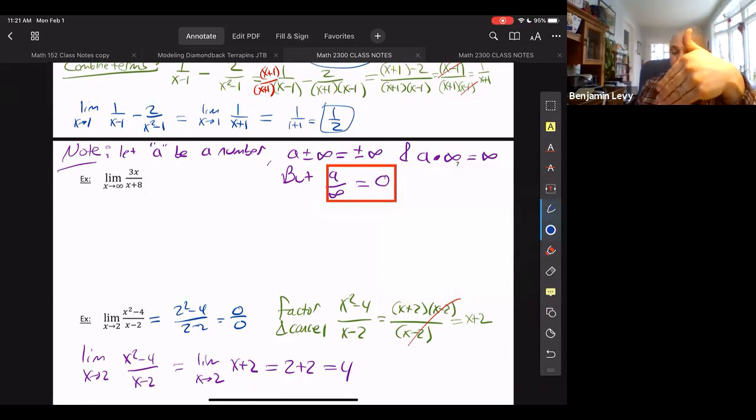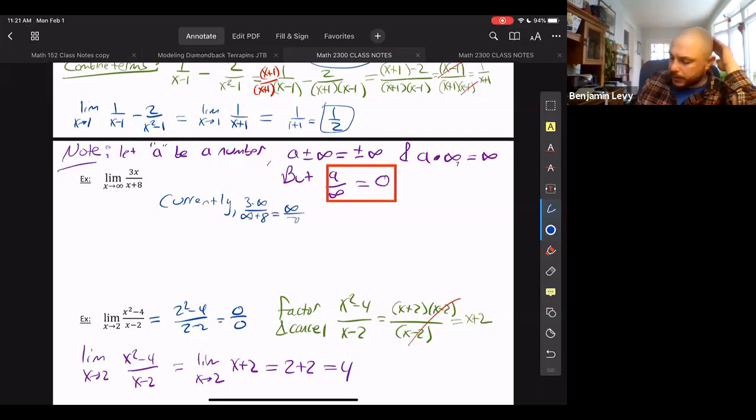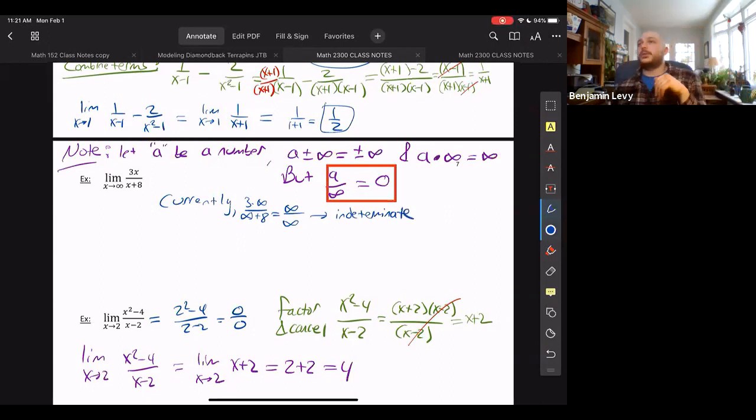In this current situation, so I'm going to write currently, if we plugged infinity into this function, and again, I'm being kind of a bad mathematician by saying plugging infinity in, it's not a real number, but again, thinking conceptually about it. If we plug infinity into this, we'd have 3 times infinity, we'd have infinity plus 8, and so that's just infinity over infinity. And so that's one of the indeterminate forms that we have at the top of the page. We haven't seen this one yet, but I'm just trying to lead you down the road to thinking about how to deal with these. Are you with me that that's kind of the issue here?